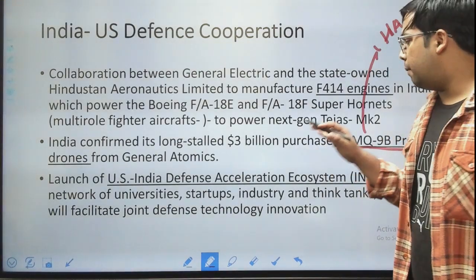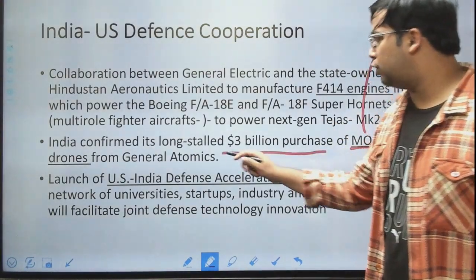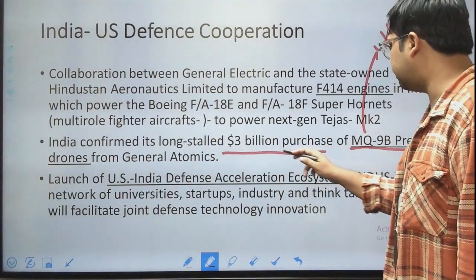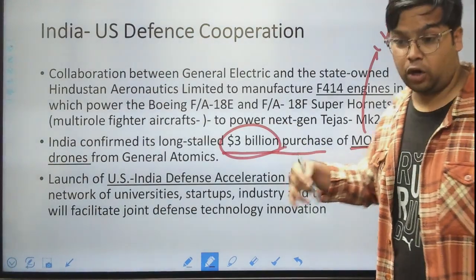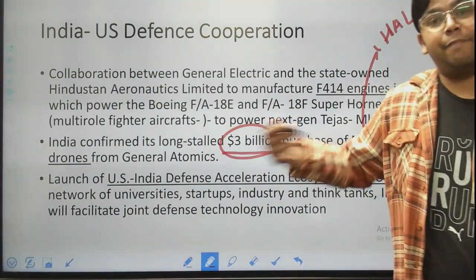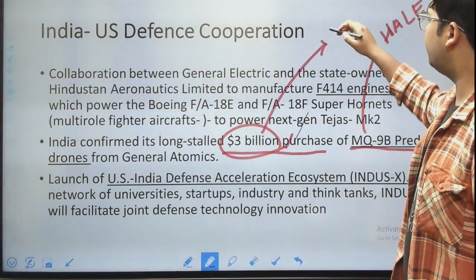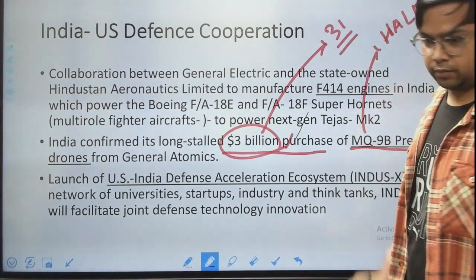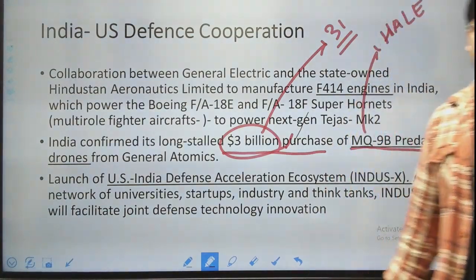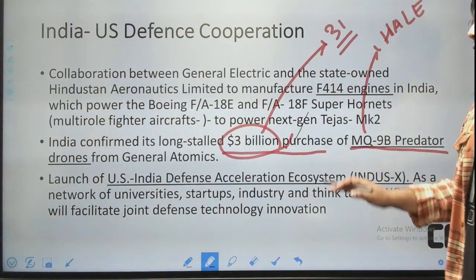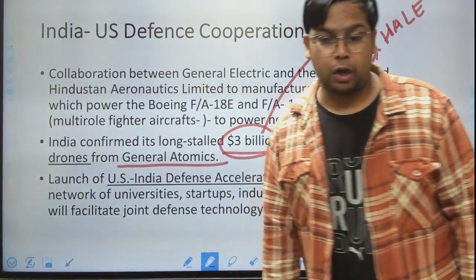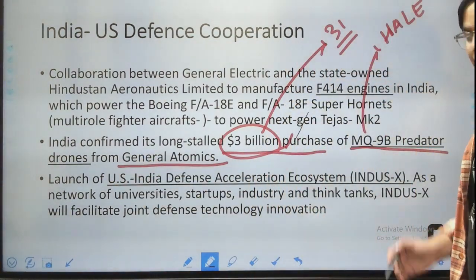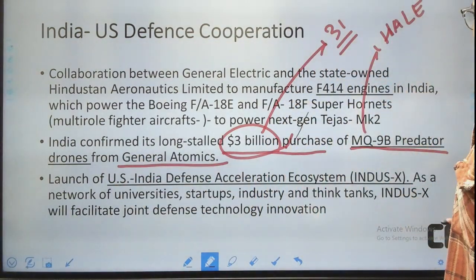And this purchase, this acquisition, was stuck for a long time. This acquisition is valued at around $3 billion. However, the government has clarified that this is not a final price. This is a tentative price, okay? And India is said to be acquiring 31 of these drones. According to initial reports, India is acquiring 31 of these drones, and this acquisition is from the US company General Atomics. Okay, so this is a very important development, that India will get these MQ-9B Predator drones from the US.